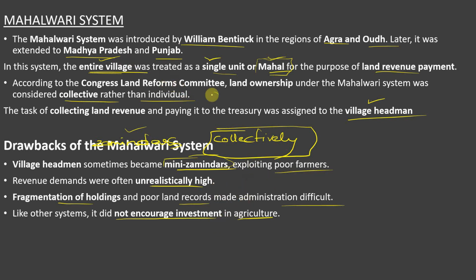So this is about the Zamindari system and Mahalwari system in the land tenure system. The other types of systems, that is the Jagirdars, Inamdars, and Ryotwari system, I'll explain in the next video.